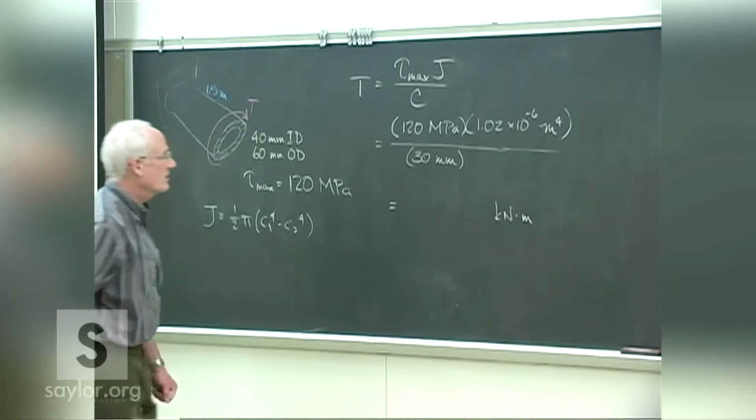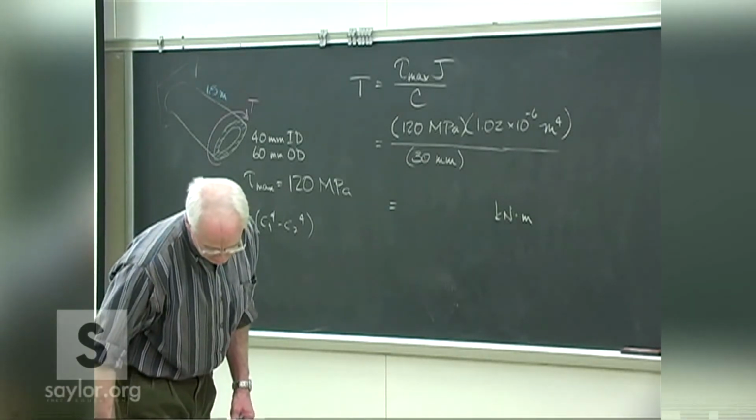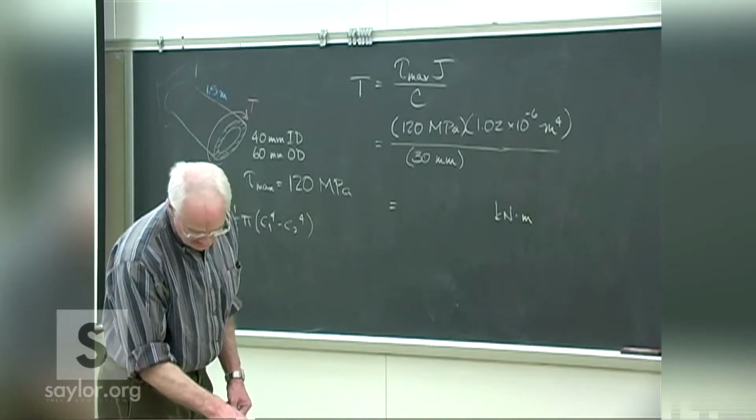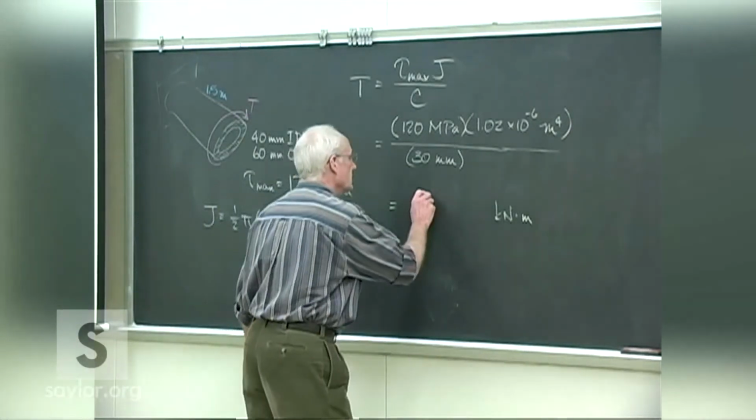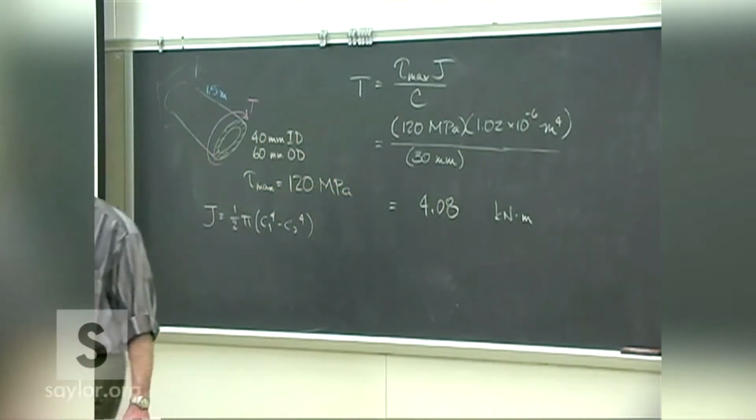So you got to take care of megapascals. Remember, that's newtons per square meter. And then the 30 millimeters on the bottom. And that's all the pieces. And you should get 4.08 kilonewton meters.